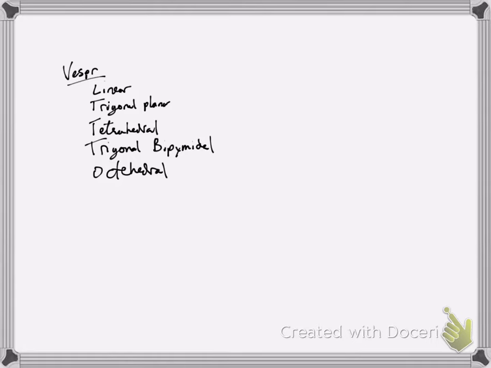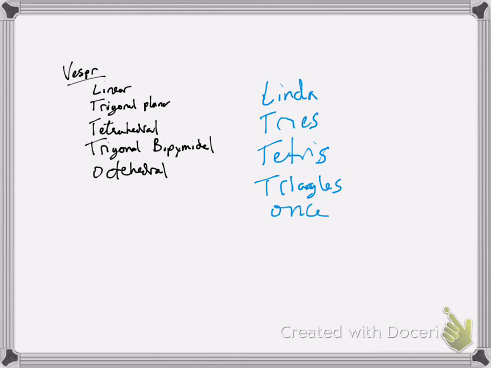And we have a mnemonic that would help with this, if you're into that. Linda tries Tetris triangles once. Linear, trigonal planar, tetrahedral, trigonal bipyramidal, octahedral. Linda tries Tetris triangles once. If you want to make up your own, go right ahead.